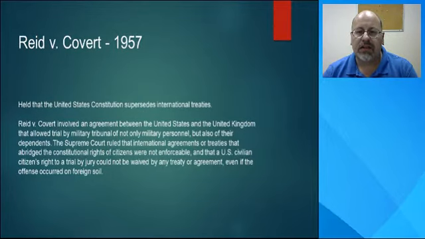Finally, let's look at the case of Reid versus Covert of 1957. This case held that the United States Constitution supersedes international treaties. Reid versus Covert involved an agreement between the United States and the United Kingdom that allowed trial by military tribunal of not only military personnel, but also of their dependents.